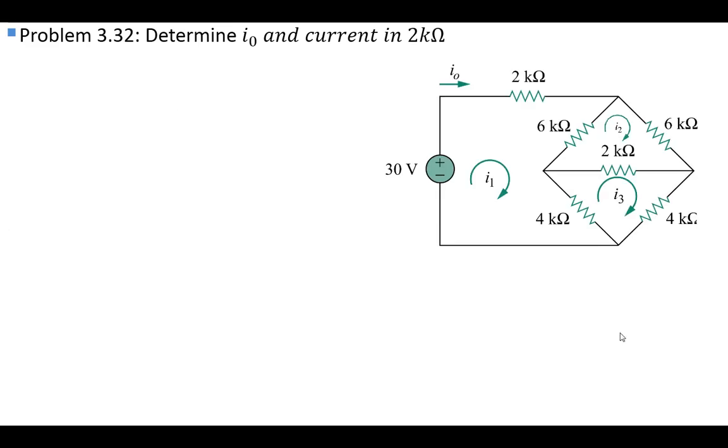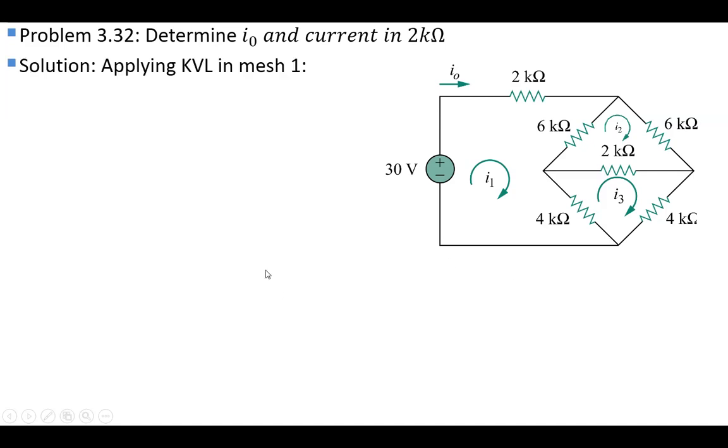So let's see another example. We want to determine I0 and the current in the 2k ohm resistance. The 2k ohm resistance is the resistance connected across these 2 points. You can identify that this is a bridge circuit, so we want to find the current in the bridge resistance.